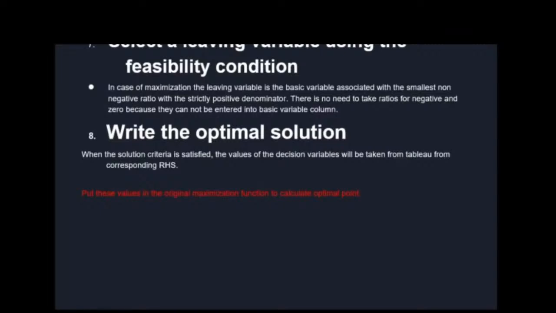Now the eighth and the last step. Write the optimal solution. When the optimality criteria is satisfied, the values of the decision variables will be taken from the corresponding right hand side of the table. Note that we put these values in the original maximization function to calculate the optimal point.